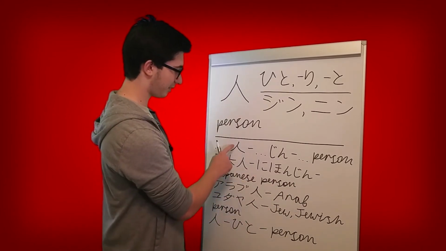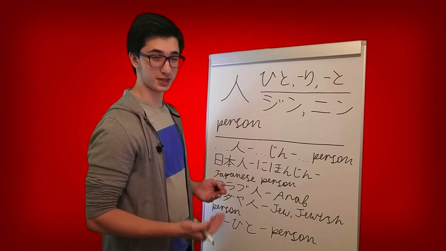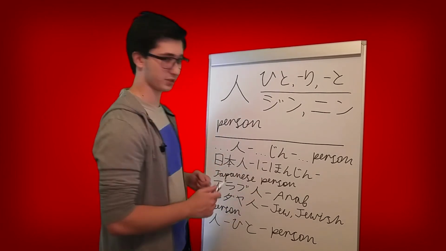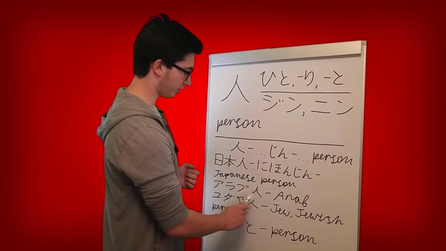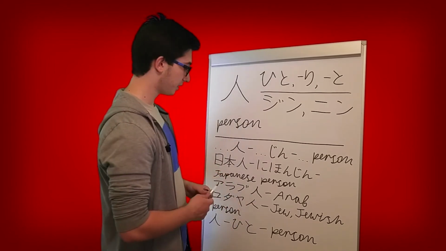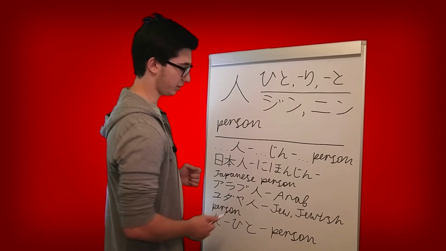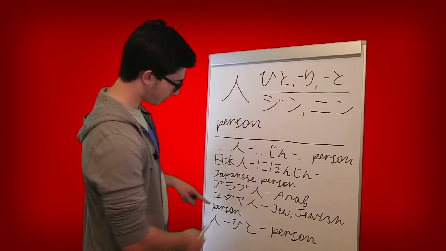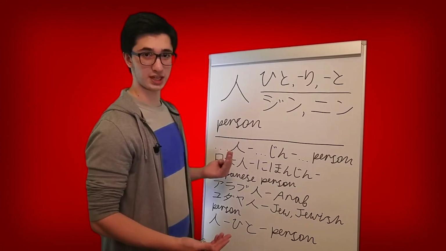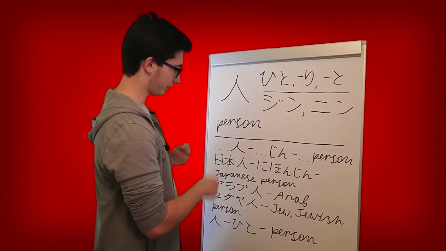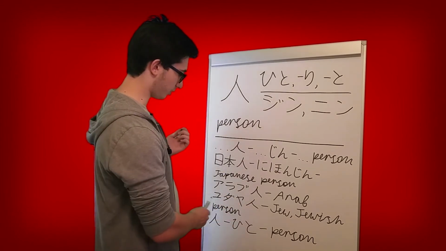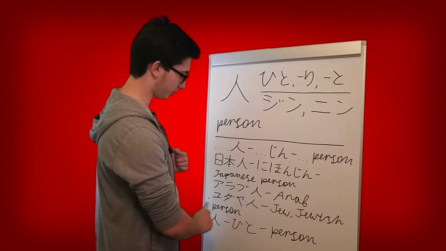This is pretty much the same as this, but I thought it would be necessary to point out that Japanese person is Nihonjin specifically. Then you can have Arabujin, which means an Arab person. You can have Yudayajin, which means a Jewish person. So these first four are pretty much the same. You just have some sort of a country, or like here we have Arab. This is the only strange one. They say Jewish person like Yudayajin.